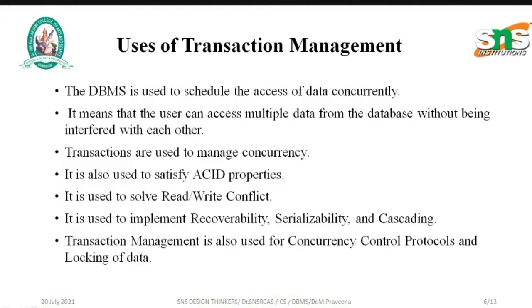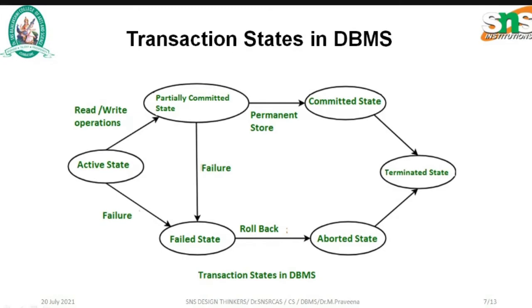These are the main properties of the database management system. It's used to implement recoverability, serializability, and cascading. So transaction management is also used for concurrency control protocol and locking of data. These are the transaction states in the database management system.